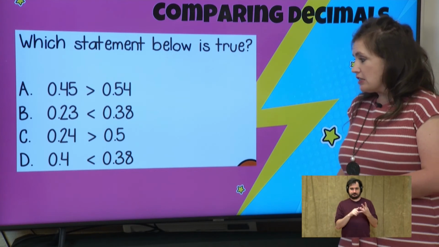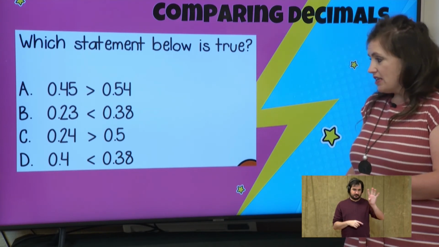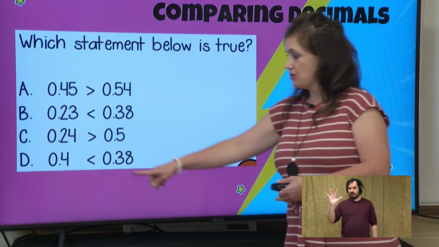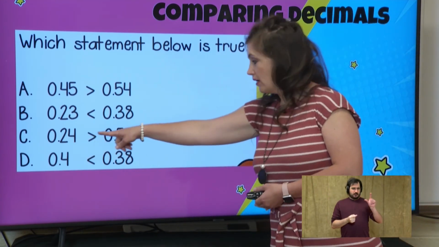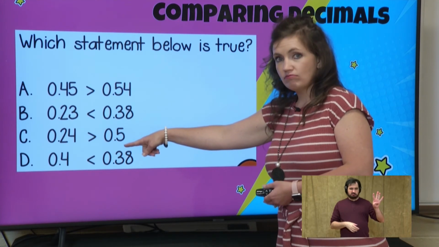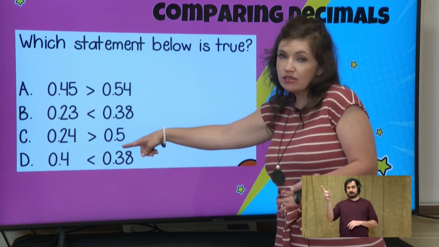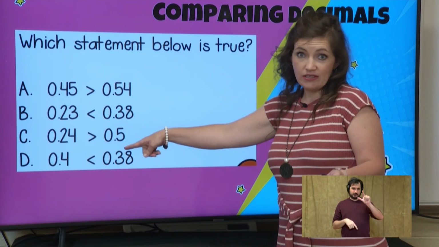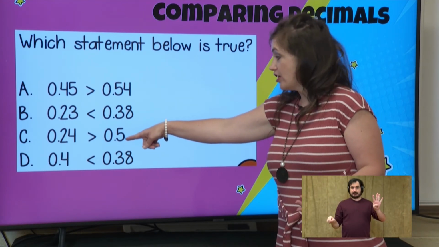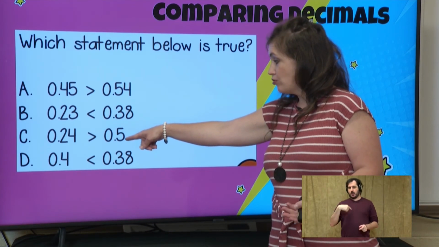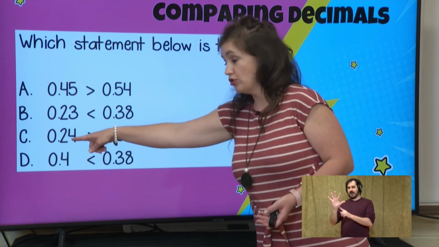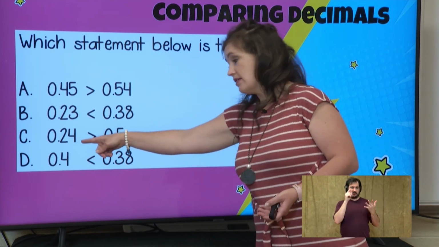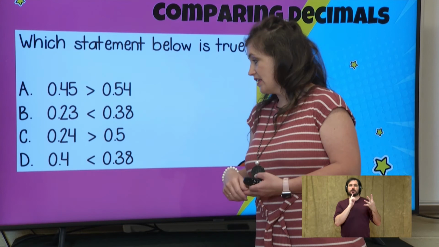Let's move to option C. 24 hundredths is greater than 5 tenths. Well, let's think about our money. How many cents would this be? 24 cents, right? What about 5 tenths? It would be 5 dimes, so what would be the value of 5 dimes? 50 cents, right? Or 50 hundredths. And we know that that would be greater than 24 hundredths or 24 cents. So we know that's not true. 24 cents is not greater than 50 cents.